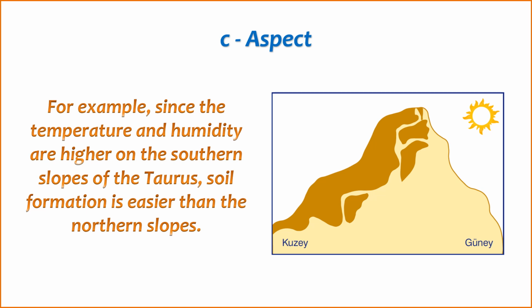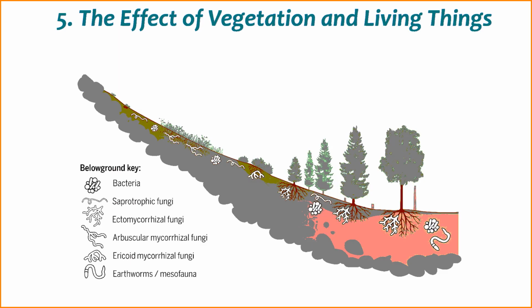The southern slopes of the Taurus Mountains, with their higher temperatures and increased humidity, create conditions conducive to more efficient soil formation compared to the northern slopes. This difference in environmental factors contributes to variations in vegetation, organic matter decomposition rates, and overall soil development. The interplay between climate and topography plays a crucial role in shaping the characteristics of soils in different geographical locations.